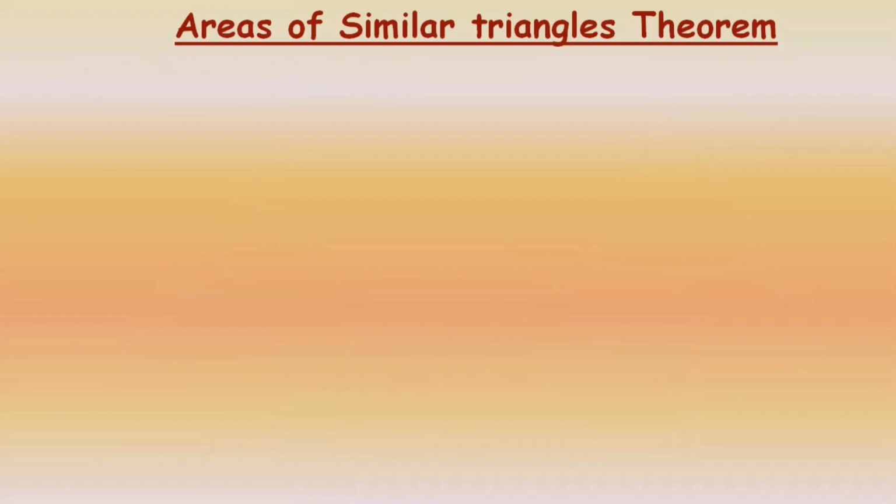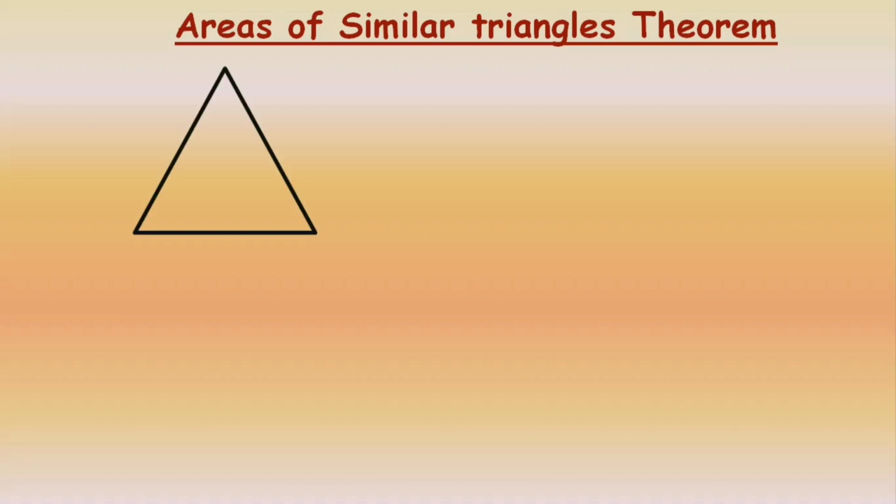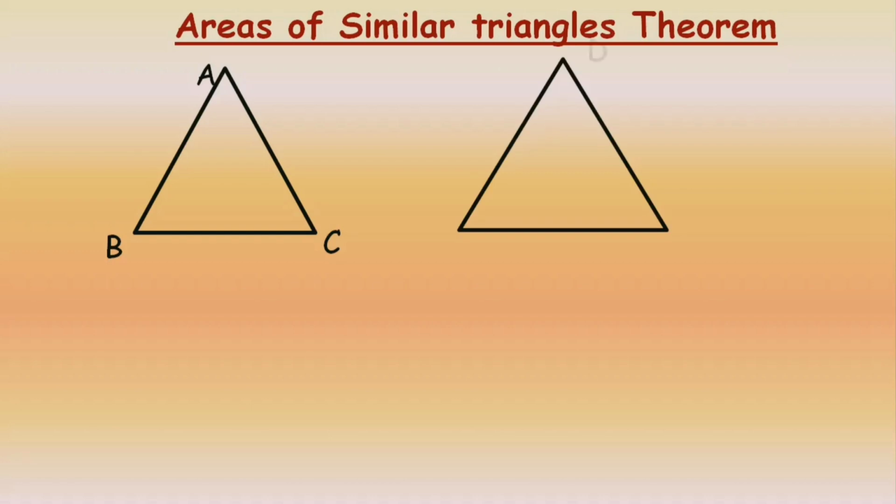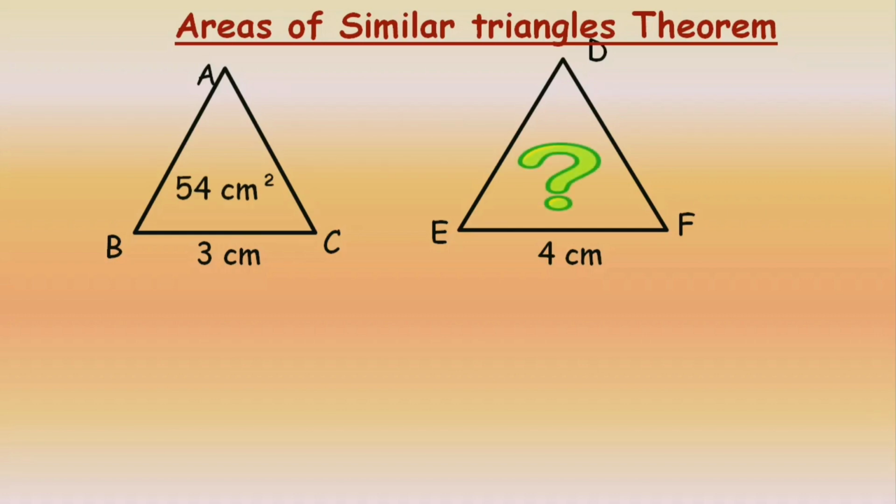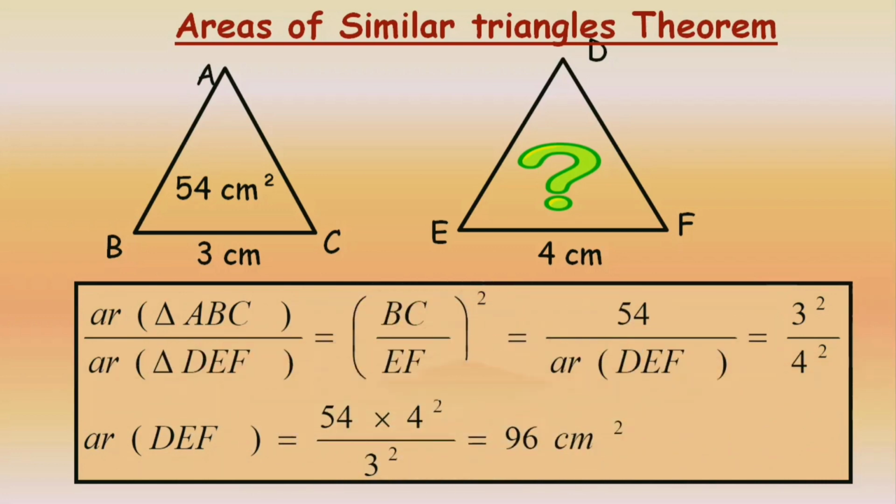Let's see one example based on this. Given triangle ABC and triangle DEF are two similar triangles with the sides BC equal to 3 cm, EF equal to 4 cm and area of triangle ABC 54 cm square. How to find area of DEF? So here we are using the concept of areas of similar triangles. Let's solve this together. We know that the ratio of areas of two similar triangles equals the square of the ratio of their corresponding sides. So here area of triangle ABC by area of triangle DEF equals (BC by EF) all square. So substitute the values, cross multiply. So you can find area of triangle DEF as 96 cm square. So in such situations, we are using the concept of areas of similar triangles.